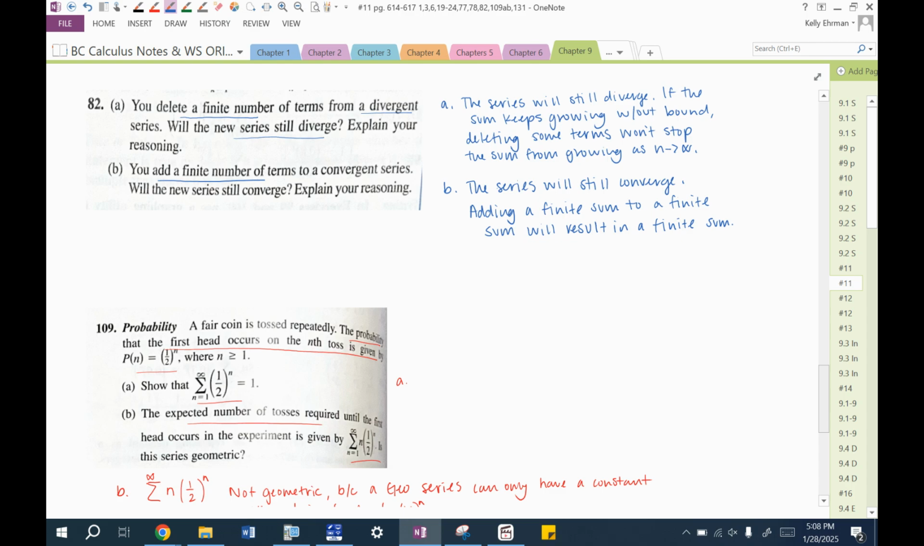You add a finite number of terms to a convergent series. Will that new series still converge? Yes, because again, we're adding a finite number. I could add a billion terms to a convergent series, and what I just did was add a finite sum to another finite sum. So that will result in a finite sum, which is a convergent series.